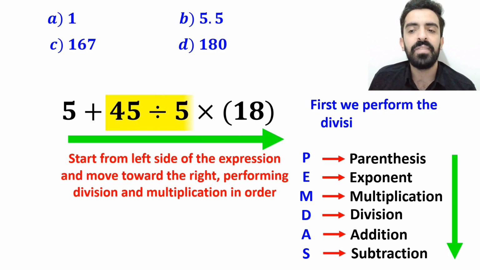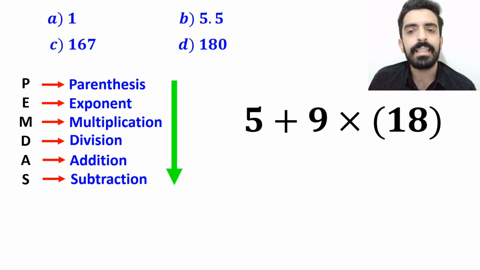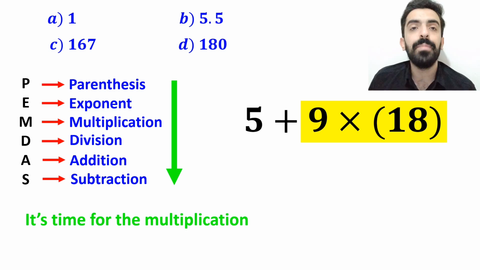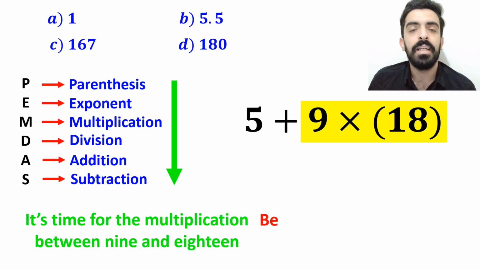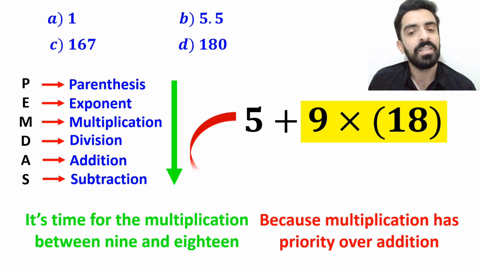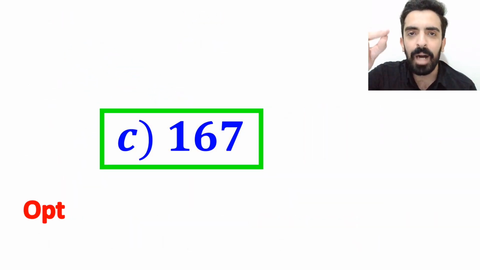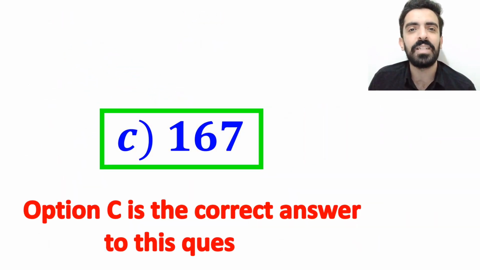So, first we perform the division between 45 and 5, which simplifies this expression to 5 plus 9 multiplied by 18. And the next step, it's time for the multiplication between 9 and 18, because multiplication has priority over addition. So, instead of this expression, we can write 5 plus 162, which ultimately gives us the answer 167. Therefore, option C is the correct answer to this question.